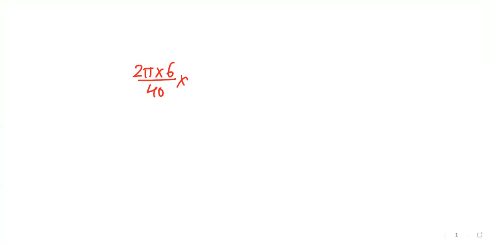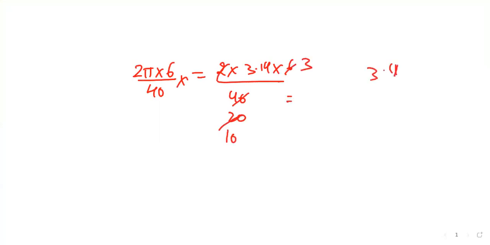You just solved it in minutes, seconds. 2 pi 6. So what is its value? Now let's just substitute these values: 2 times 3.14 times 6.